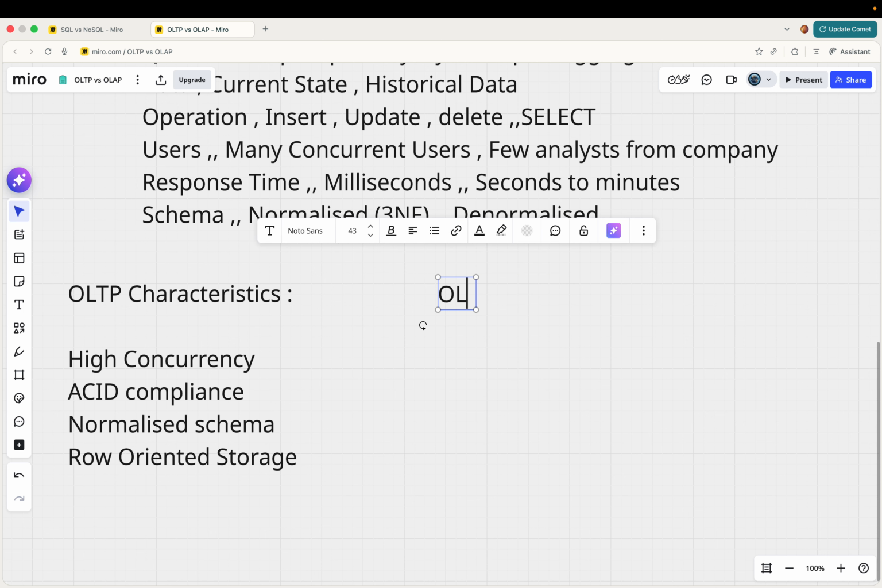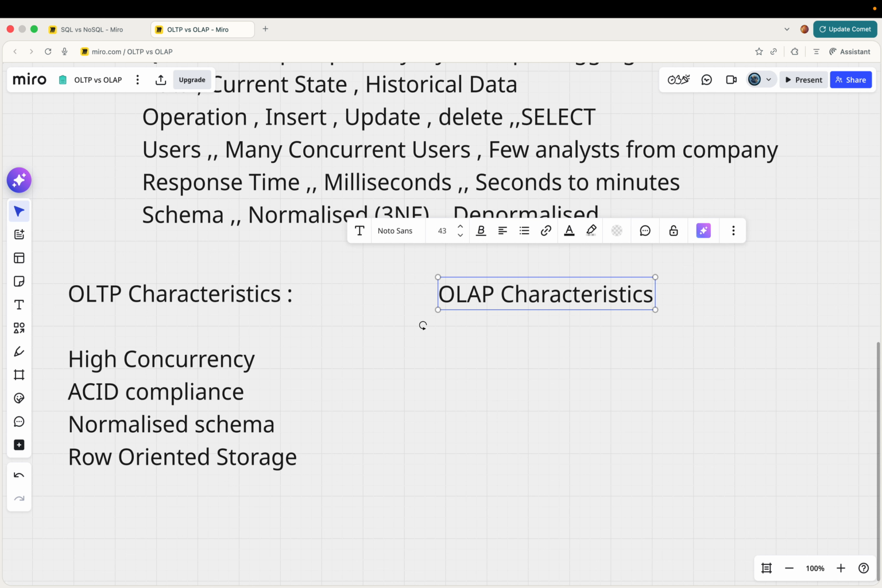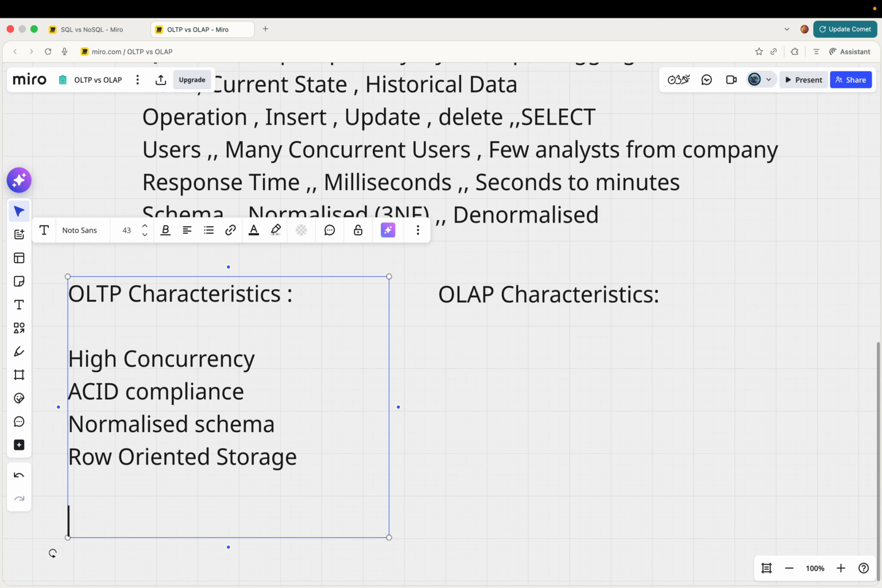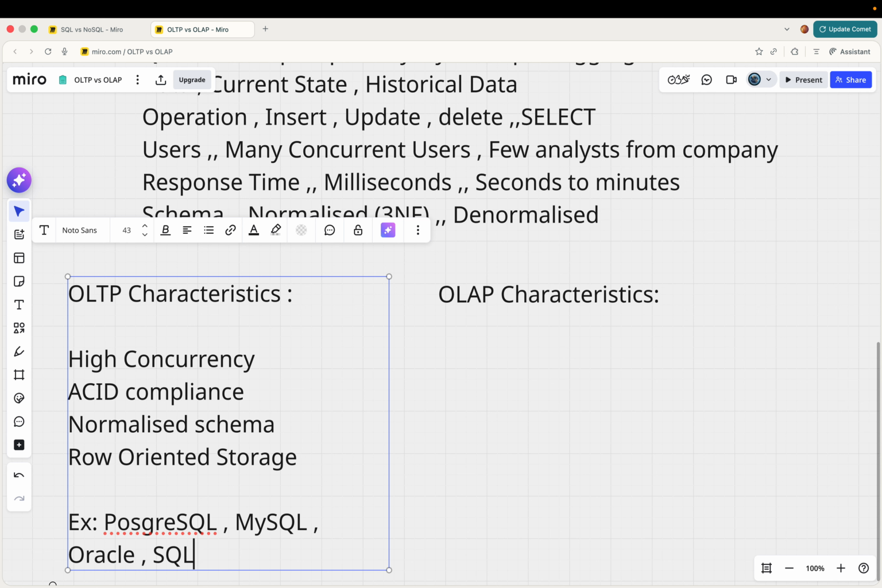OLAP characteristics. Before that, we shall see examples for this also. Generally, databases optimize themselves. PostgreSQL, MySQL, Oracle, mostly all the SQL DBs are optimized for OLTP systems, for transactional workloads.